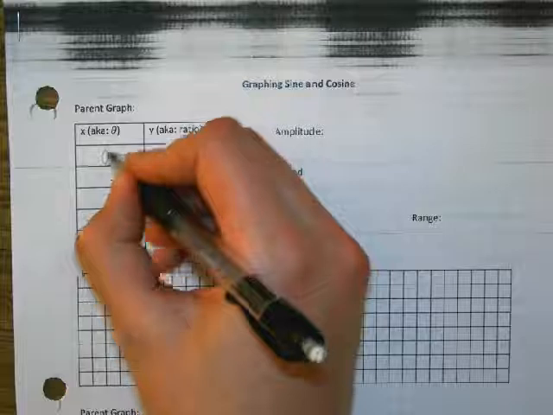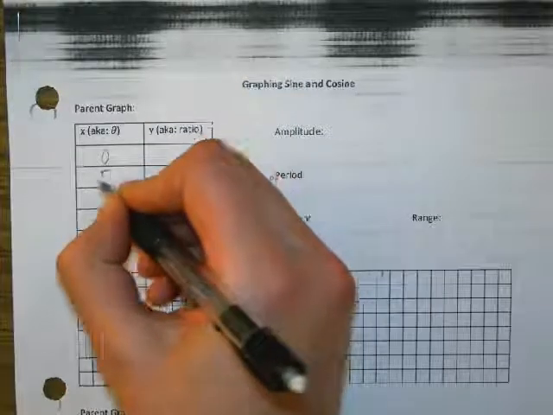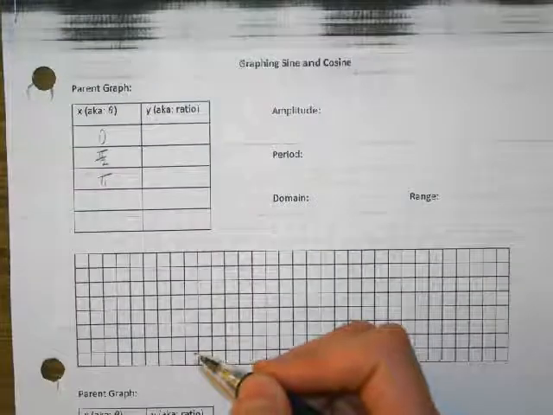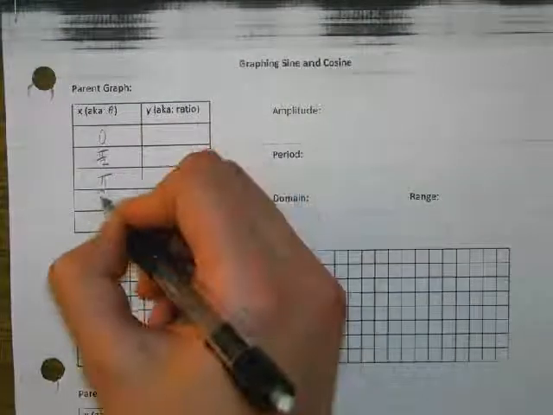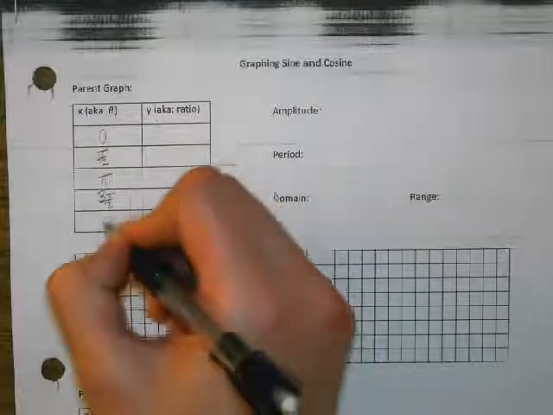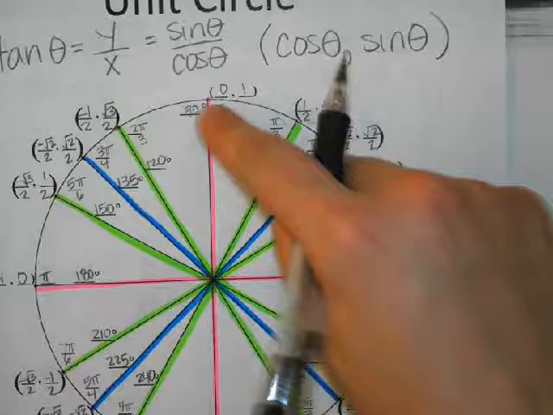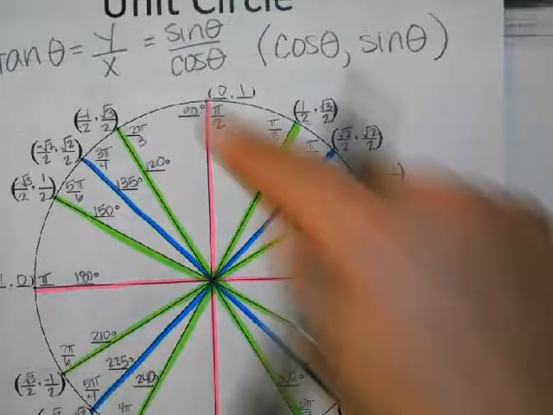0, pi halves, pi. What do you think the other two are? 3 pi halves, 2 pi. So we are looking on the unit circle, and we're going around this way. We're just looking at all the quadrants.